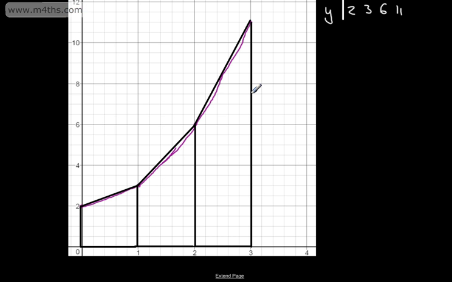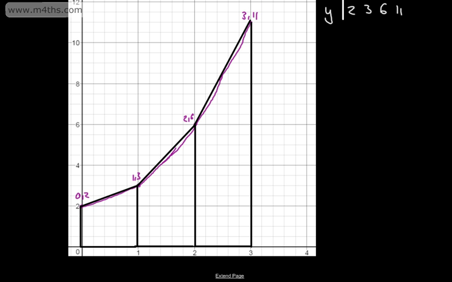Later on in your studies, you will encounter the trapezium formula, which does this very quickly for you, but we're doing it by making these. So what we do here, if we look at these points, when x is equal to 0, y is equal to 2. When x is equal to 1, y is equal to 3. We've generated these in the table. When x is equal to 2, y is equal to 6. And when x is equal to 3, y is equal to 11.